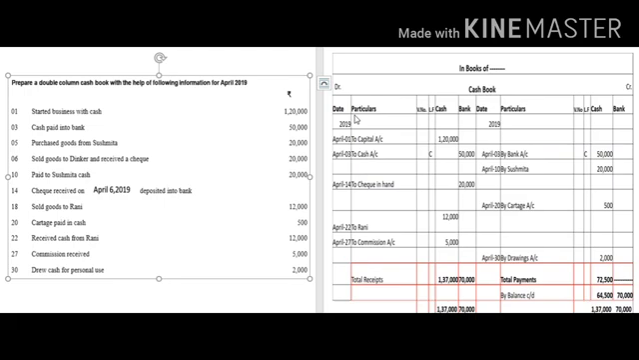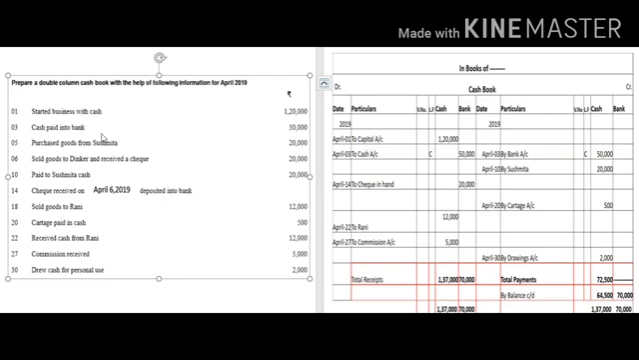I have already told you, instead of writing down particulars, you can also write down receipts, and here you can write down payments. So the first transaction, started business with cash rupees 1,20,000. Its entry will be cash account debit to capital account. That means cash balance will increase. So you will write down on the debit side, the amount will be shown in the cash column, and here you will write down to capital account.